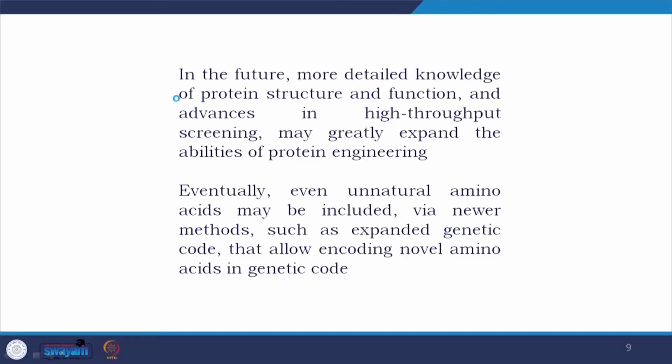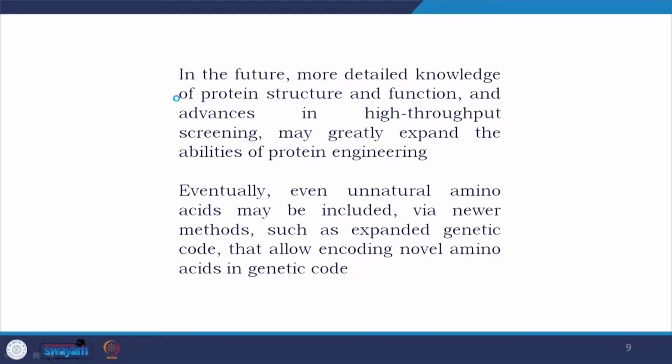So, we talk about advances in protein structure and function, and advances in high throughput screening. It may greatly expand the abilities of protein engineering, as I explained. Then eventually even unnatural amino acids: we are only talking about 20 amino acids, but why not incorporate modified amino acids in protein designing, if it could happen via newer methods such as expanded genetic code, which is already working?